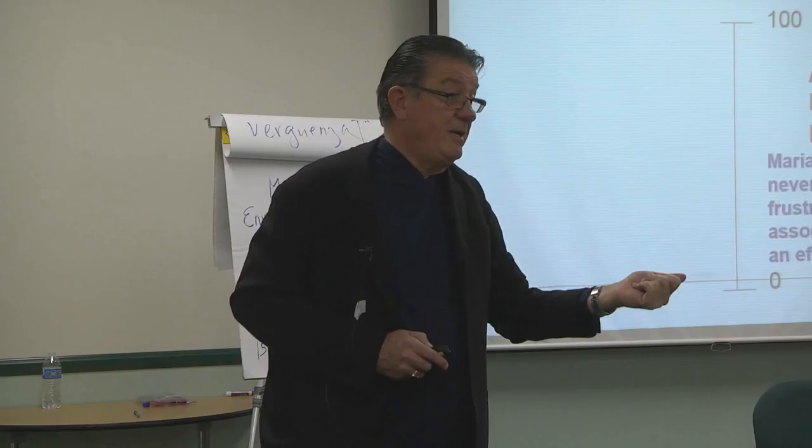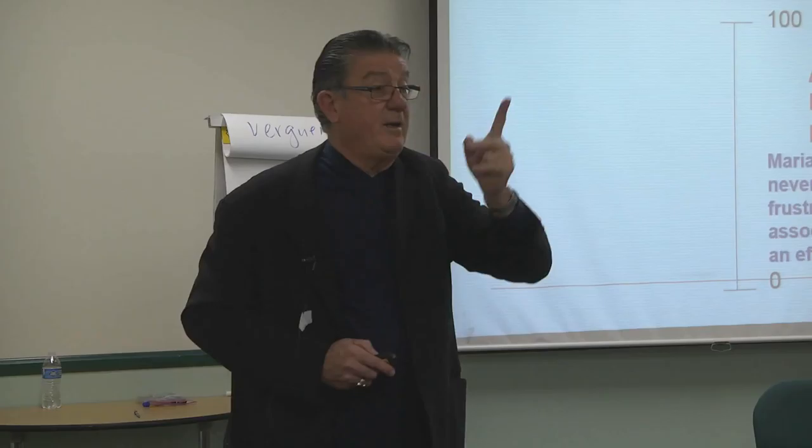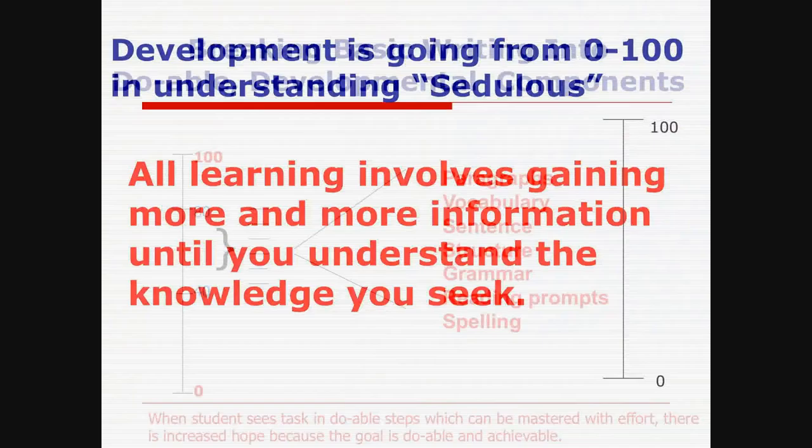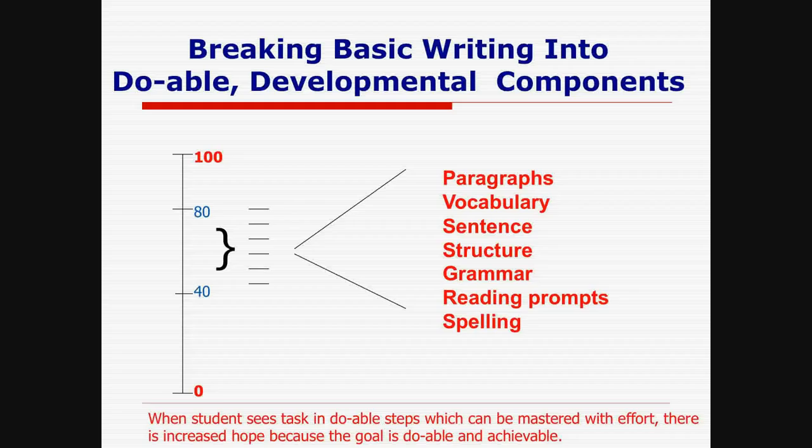That's the 0 to 100 in our classroom. Social psychology, definition, proxemics, attraction theory, conformity. This is the theory that got to that. You got it? You see the 0 to 100? All learning involves gaining more and more information until you understand the knowledge you seek.